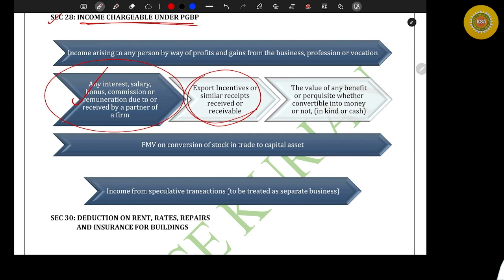She achieved that particular target. She's a distributor, okay? So I have given her a gold ring. That gold ring is on account of business, because I have set a business target and she has achieved that particular business target and I have given her a gold ring. That is a benefit received by her in her business, and that benefit shall be taxable for her under section 28. Are you with me? For the manufacturer, it's an expenditure. For the distributor, it is her income. Why? Because it is a benefit or perquisite received in relation to business, whether converted into money or not.